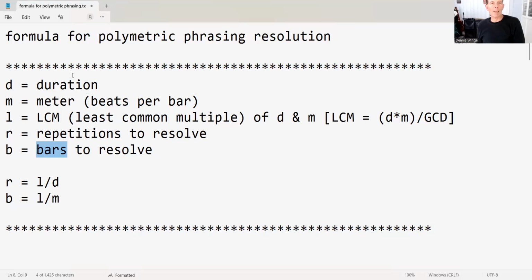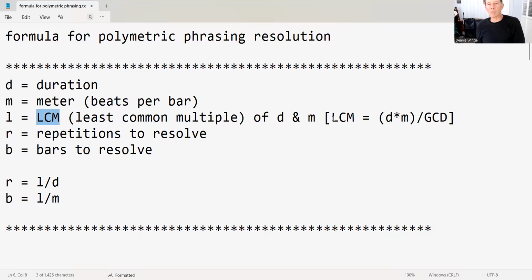Here are some definitions of terms. D is the duration of the phrase, the total duration, and we're going to get into specific examples for each one of these. M, the meter, means the number of beats per bar. Then you also need L, which is short for the LCM, the least common multiple of D and M.